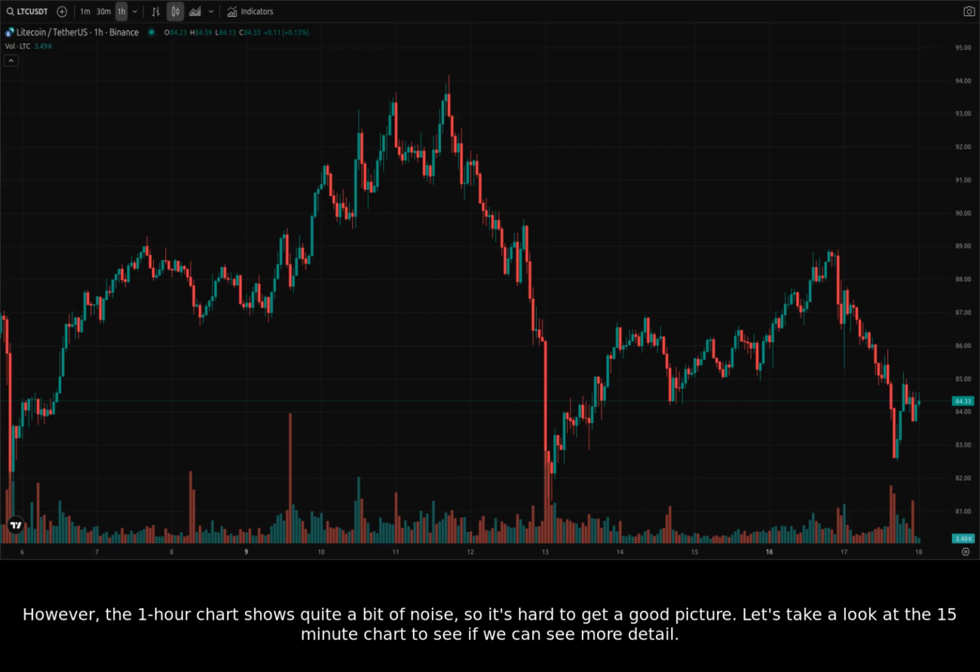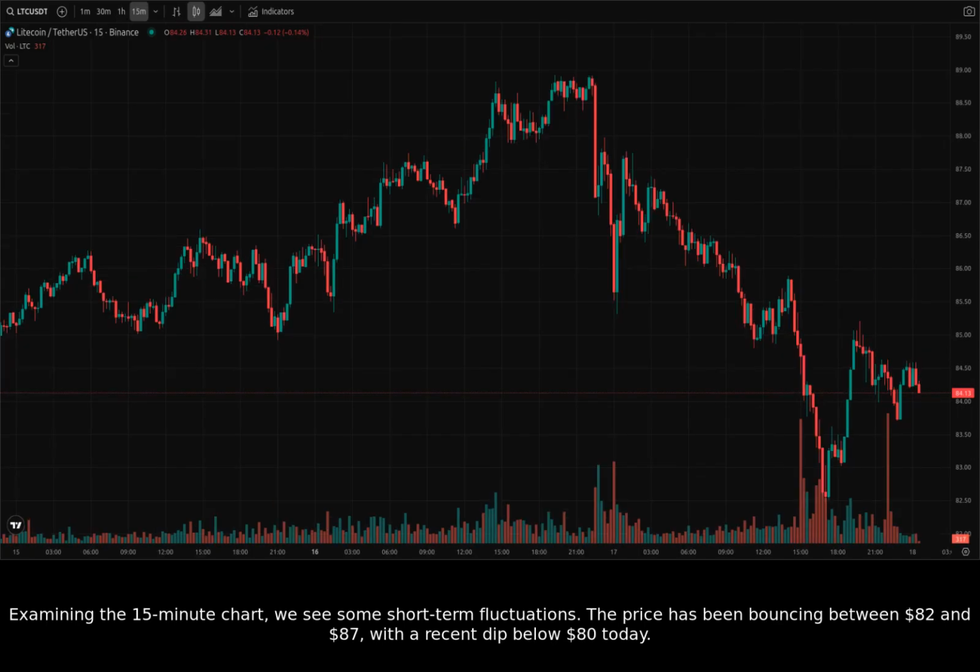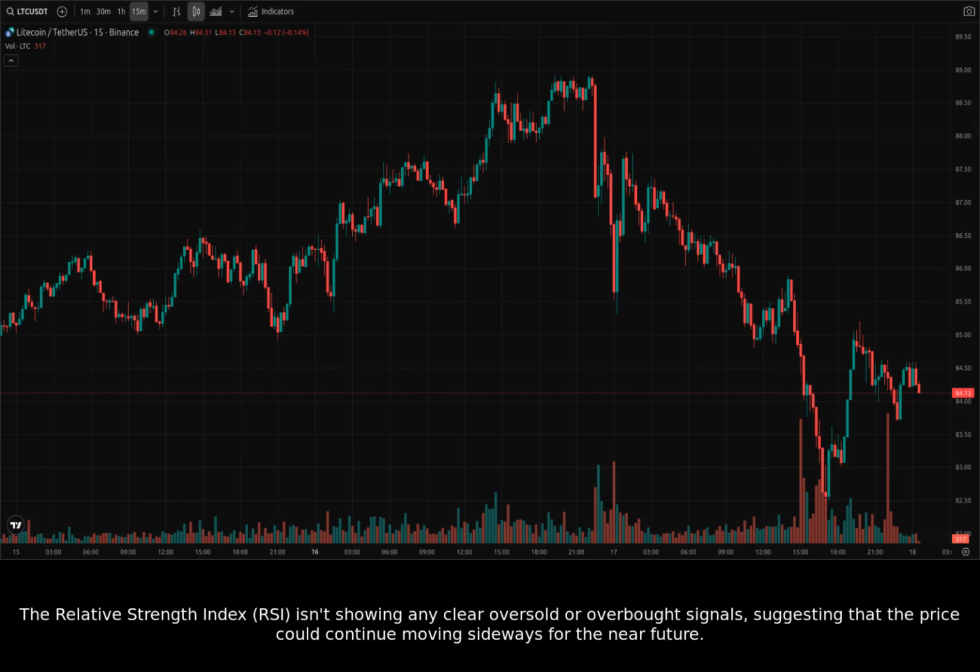Let's take a look at the 15-minute chart to see if we can see more detail. Examining the 15-minute chart, we see some short-term fluctuations. The price has been bouncing between $82 and $87, with a recent dip below $80 today. The Relative Strength Index, RSI, isn't showing any clear oversold or overbought signals, suggesting that the price could continue moving sideways for the near future.